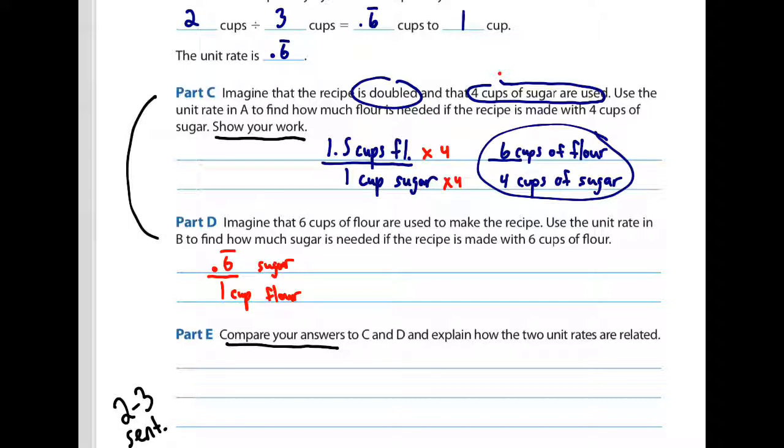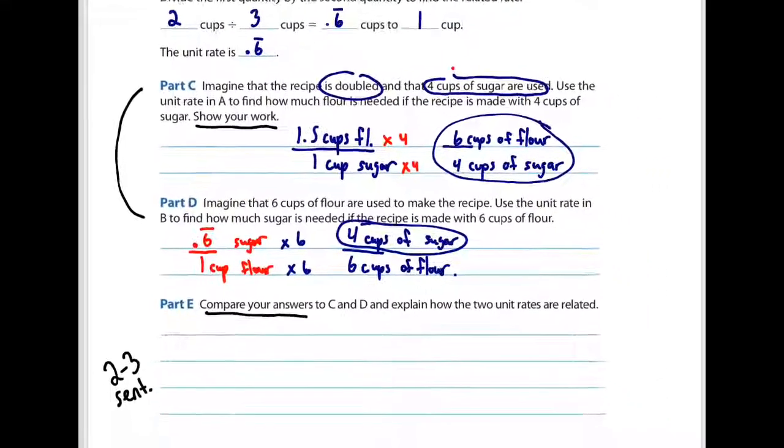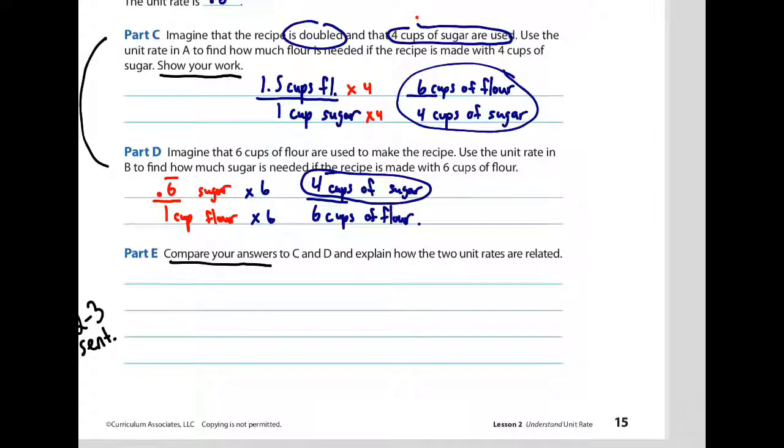So imagine that 6 cups of flour are going to be made. So if I multiply each of these by 6, because now 6 cups of flour are going to be used, I would get 6 cups of flour, and if I do the 0.6 repeating, now I still have the 0.6 repeating on my calculator, so I'm not going to clear it. I'm just going to do times 6, and I get 4 cups of sugar. So for 6 cups of flour, we use 4 cups of sugar.